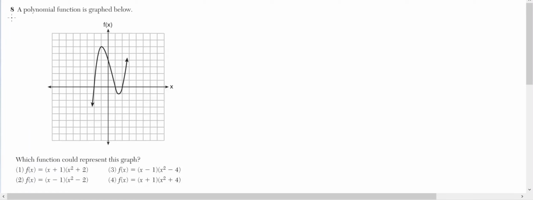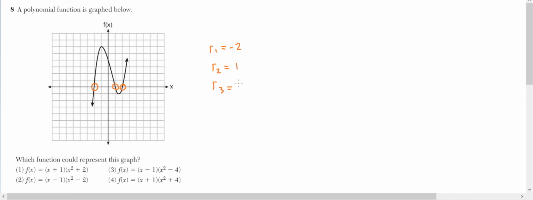So for number 8, we have a polynomial function is graphed below. Which function could represent this graph? And we've got a selection of various functions down here. So to be one of these functions, they need to have the same roots for sure. So let's take a look at the roots of our function here. We've got a root at -2, we've got a root at +1, and a root at +2. So that means that, just in order of increasing, we have a root at -2, a root at +1, and a root at +2.